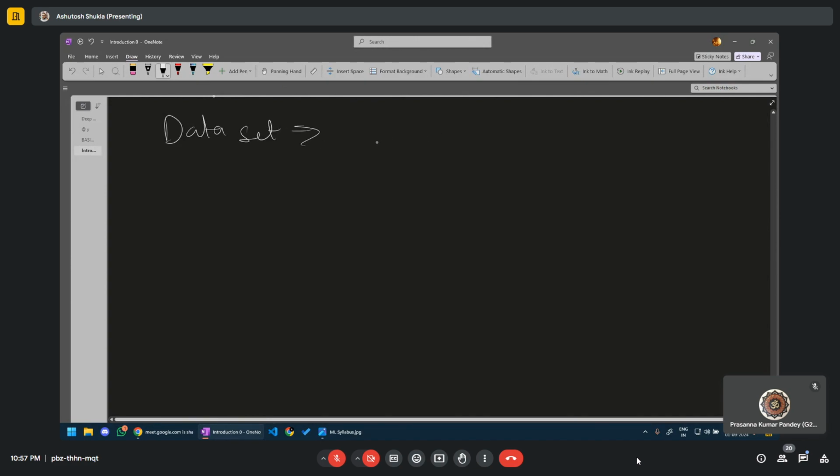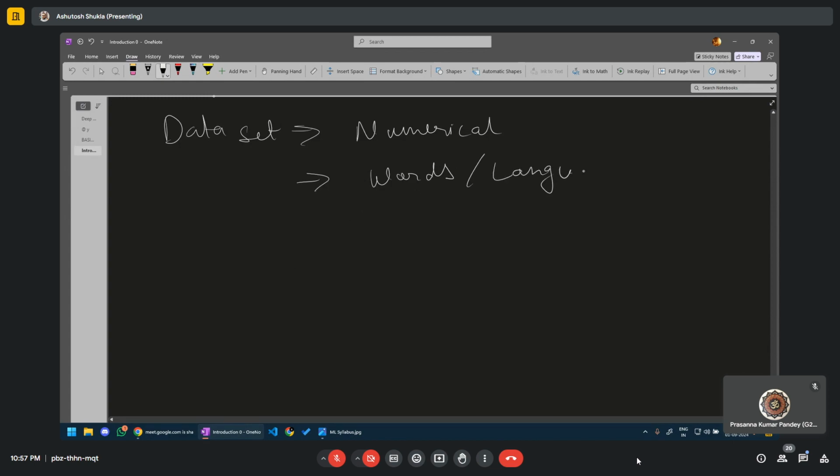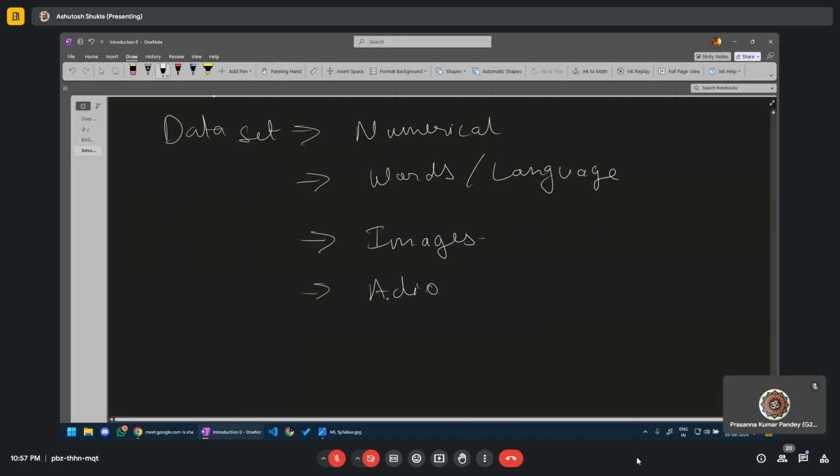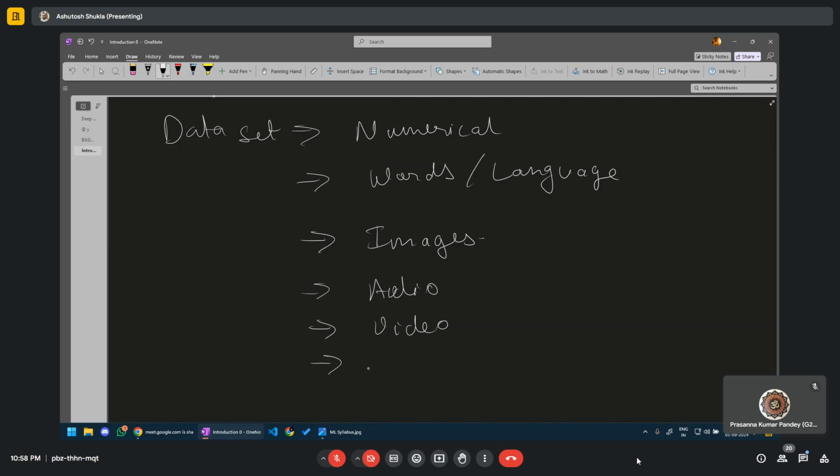There are certain types of data sets. For example, data could be just numbers, numerical. Data could be words, so more of a language thing. Data could be images. It could be audio. It could be a video, or perhaps something which is not in a specific format right now, something which we might not have thought about using machine learning on. So it could be something else as well, definitely not limited to this.